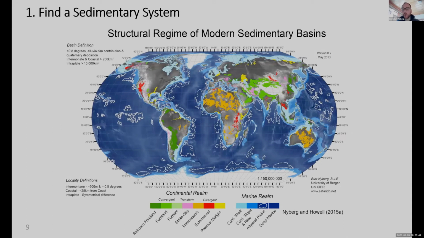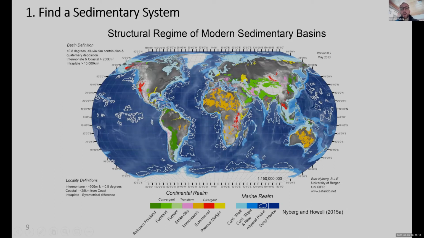So going through those 4 steps. The first is finding a sedimentary system. And what can really help here is just first and foremost looking at where we find modern sedimentary basins. So these modern sedimentary basins are those regions that are undergoing subsidence, therefore creating accommodation space, and therefore have preservation potential and are analogous to the past.